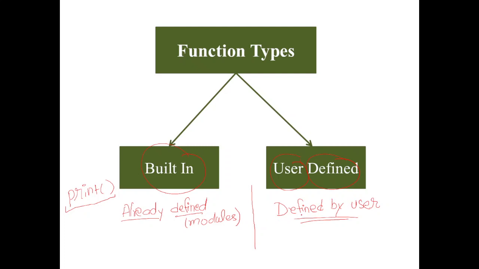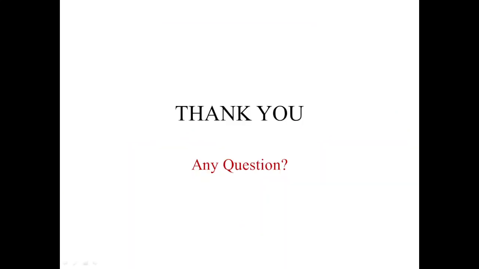For example, if we want a function to calculate the percentage from marks, we can define this function on our own, called percentage, and whenever we call it, it will calculate the percentage automatically. So there are two main types of functions.